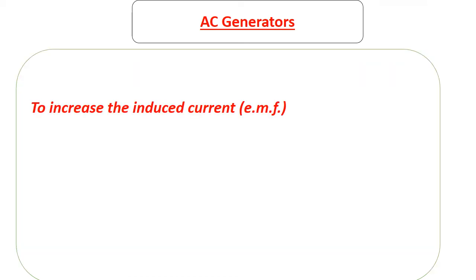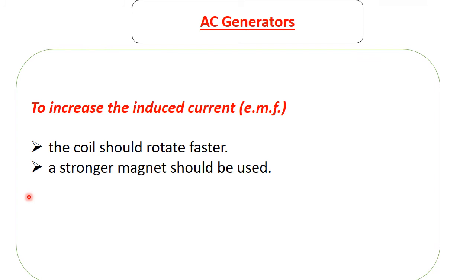So now, to increase the induced EMF or current, remember we talked about this when we were talking about Faraday's law and the likes. But there's going to be one point that's going to be added, and I'm going to list all the points that you should take when you want to increase the induced current. The first is the coil should rotate faster. Number 2, a stronger magnet should be used. So this point, the coil should rotate faster, is the same as the one we had said, that the movement of the wire must be faster. Then this one, even in the last video we mentioned it, a stronger magnet should be used.